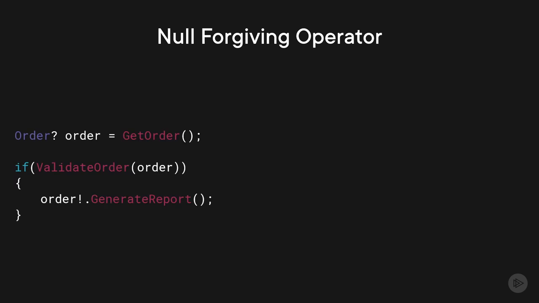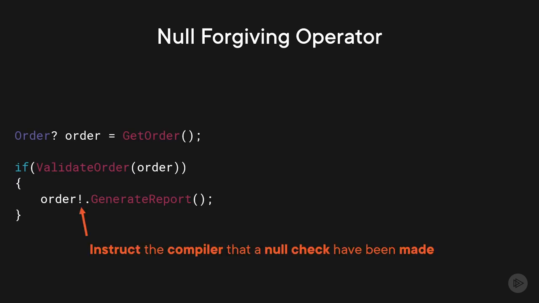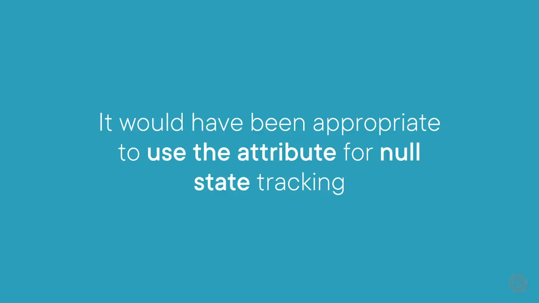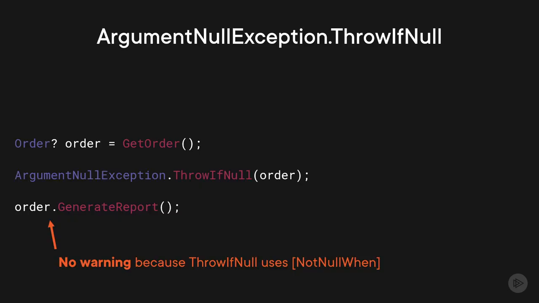You can use the null forgiving operator to indicate that you have already performed a null check elsewhere when the compiler cannot determine that. Be careful with that though. Try to rely on the attributes for null state static analysis if you end up in that situation. Only use the null forgiving operator as your last resort. Finally, we saw how to use the helper method throw if null on the argument null exception. This is a great guard against unexpected null references.